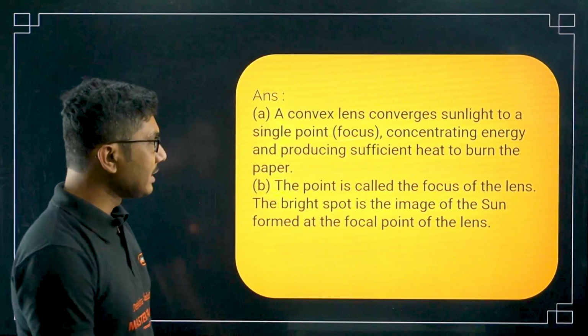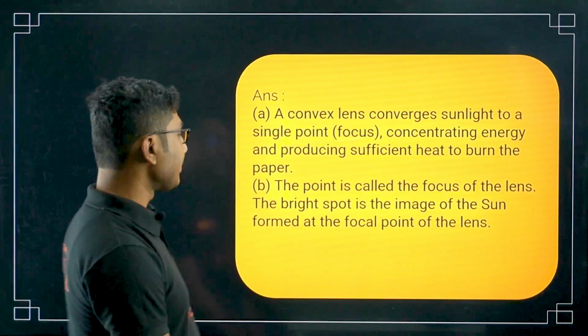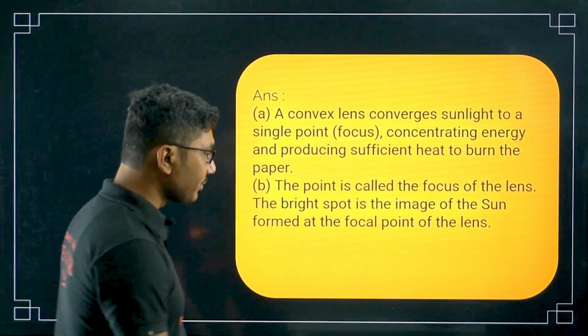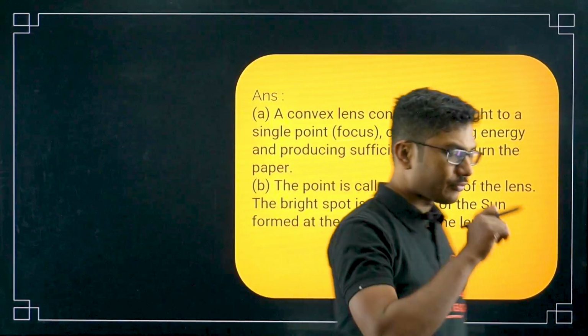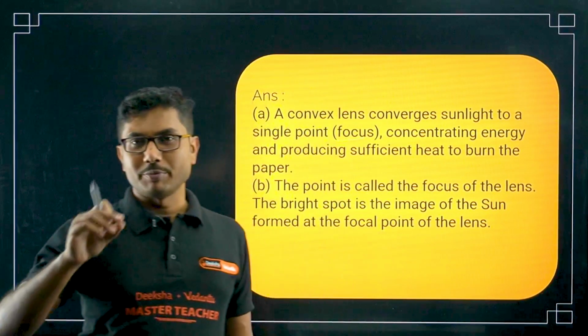Okay, the point is called the focus of the lens. The bright spot is the image of the sun formed at the focal point of the lens. Very, very important. Whenever you are focusing sunlight onto a paper, basically what you are doing is forming an image of the sun.